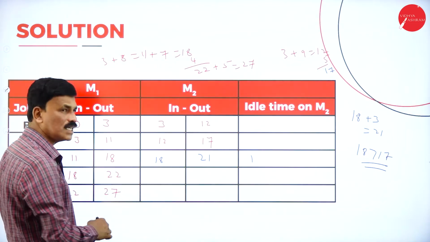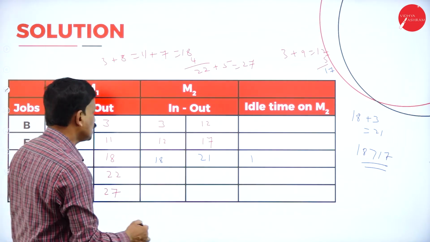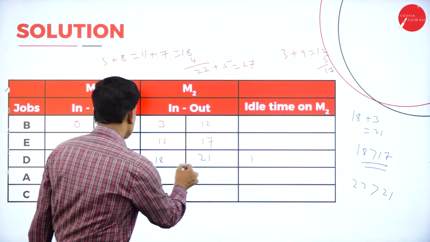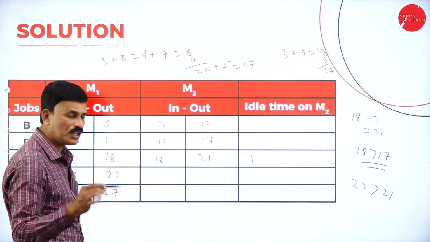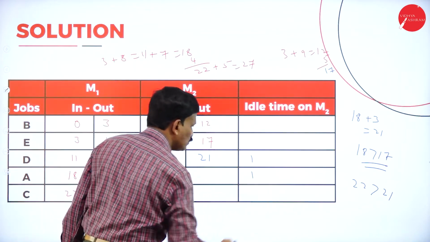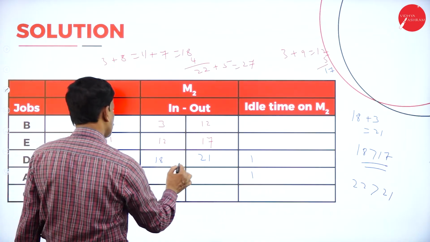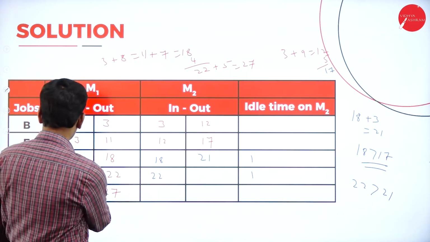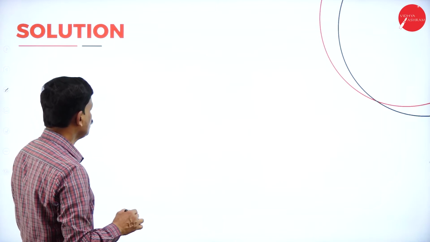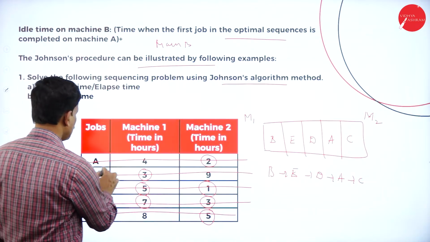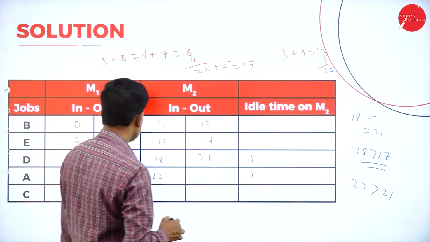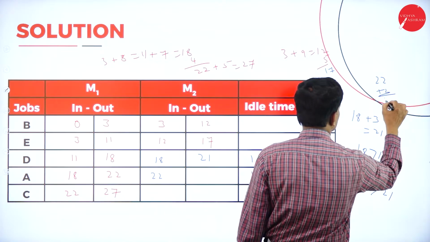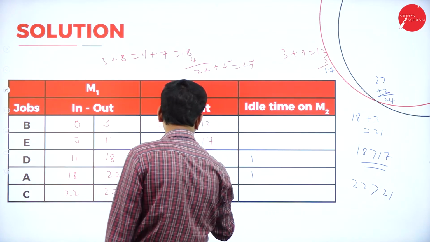Again, observe this. This 22 is greater than 21. This machine has to wait for 1 more hour. Therefore the idle time is 1 hour here. Then 21 plus 1 is 22. And for this 22 corresponding to A, what is the time? For A it is 2 hours. 22 plus 2 is equal to 24. So it is 24 hours.